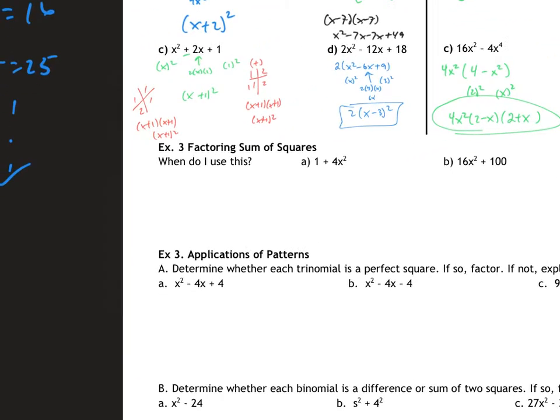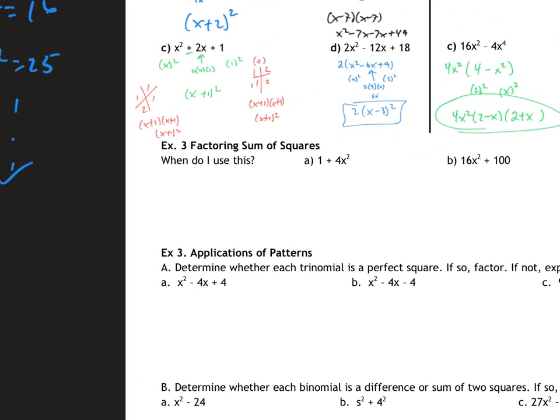Now, sum of squares is the exact same thing, but I'm adding them, so I have to throw in the i's. So a plus bi, a minus bi. The i's will allow you to get that plus sign. It's a nice little trick. Previously, if you've learned factoring before, you can't factor the sum of squares. Now that we know i's, we can.